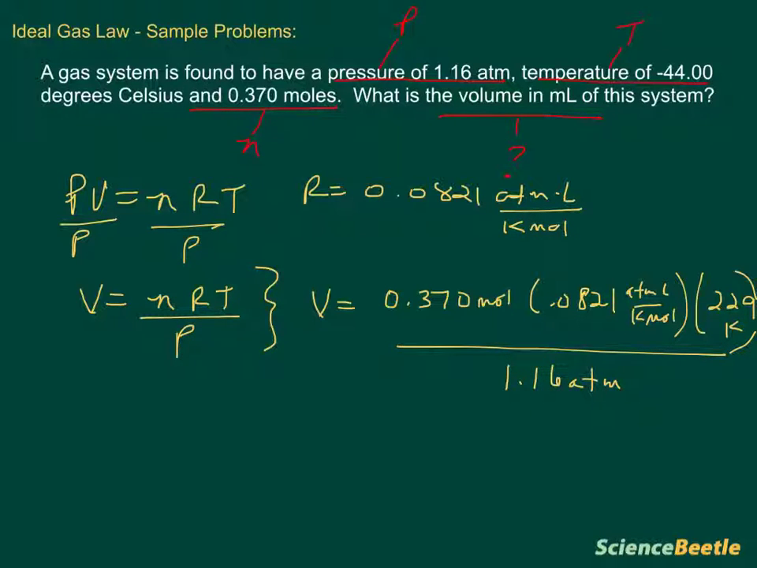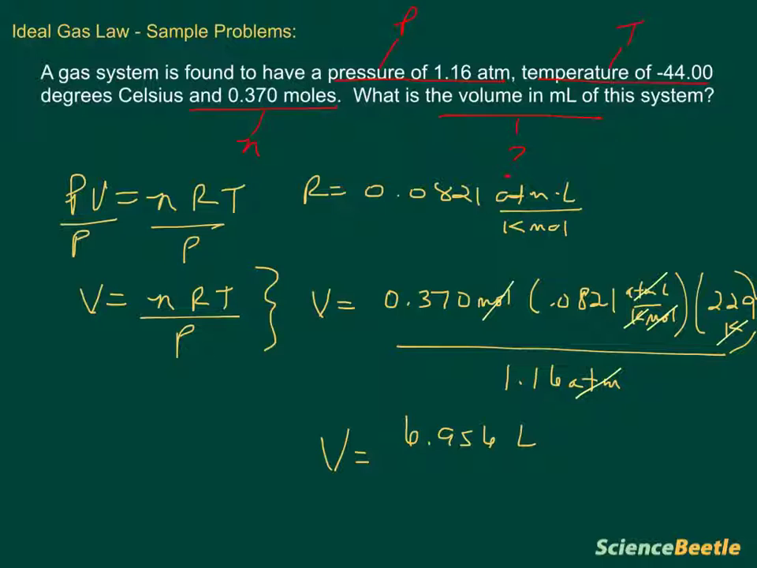If you look at this carefully, our atmospheres are going to cancel, our moles are going to cancel, and our Kelvins are going to cancel, so we're going to be left with liters. If we do all this math, we take 0.370 times 0.0821 times 229, and in the numerator we get 6.956. Since everything cancels up there, we wind up with this number.